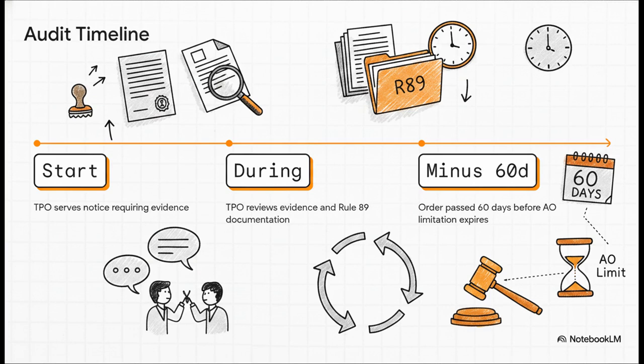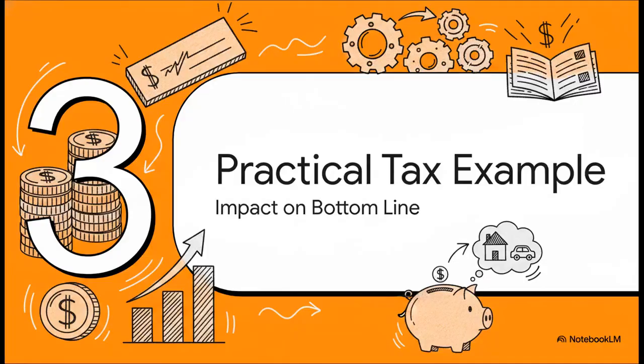Under subsection 7, the TPO must pass their order at least 60 days before the assessing officer's statutory limitation period for completing the assessment expires. This just ensures the AO actually has enough time to incorporate the TPO's findings into the final math. Let's make this concrete with Part 3, a practical taxation example.